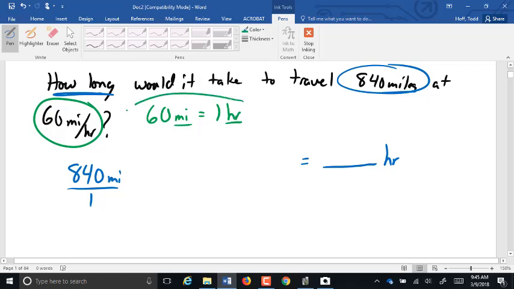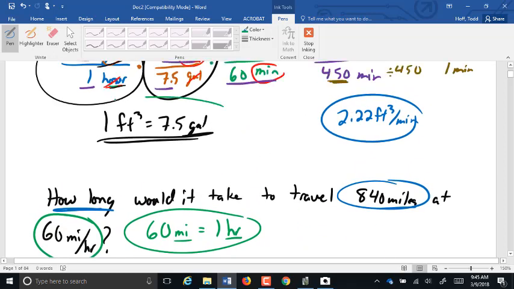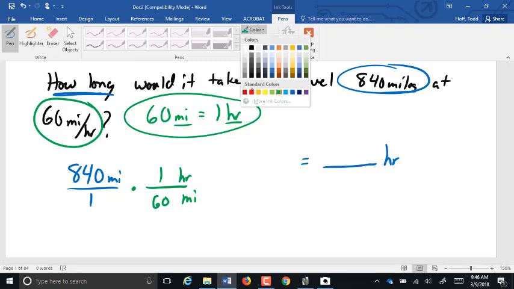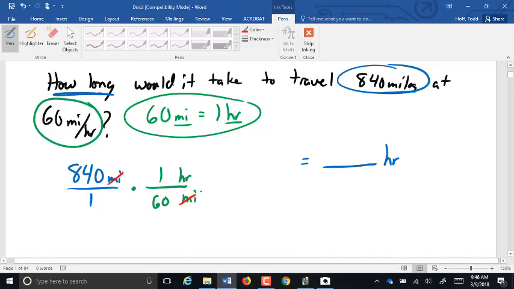So I can use that equivalency, just like I did up above with 1 cubic foot equals 7.5 gallons, or the same way I would use 1 foot equals 12 inches. I can use that to convert. I put miles on the bottom and hours on top: 60 miles equals 1 hour. Because the miles were on top here, they have to cancel out, because I want to get rid of them.